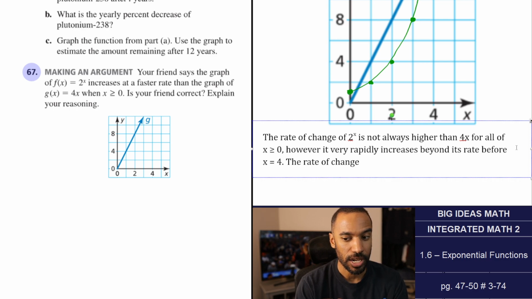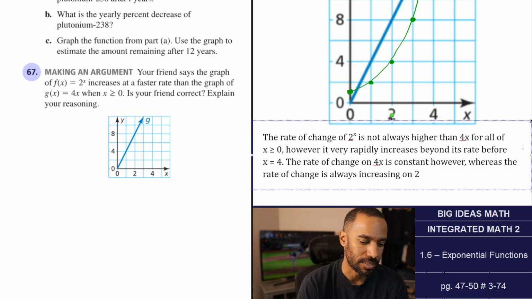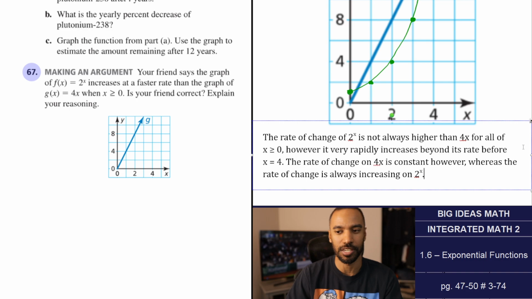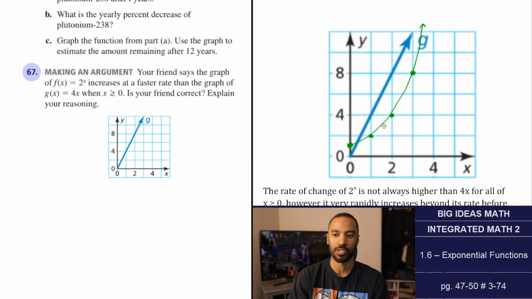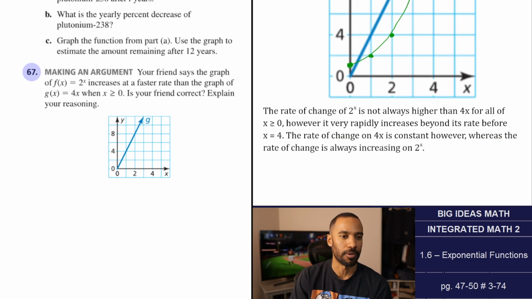the rate of change itself on 4x is constant, however, whereas the rate of change doubles. No, that's the position. The rate of change is always increasing on 2 to the x. That's kind of as best as I can say. So I'm kind of uncertain whether they're referring to the velocity or the acceleration, if you will, because this thing's always increasing over that time, but its slope, its instantaneous rate of change, isn't quite as large here until probably about there, then it takes off. Okay, that's what I'm going for on that one.